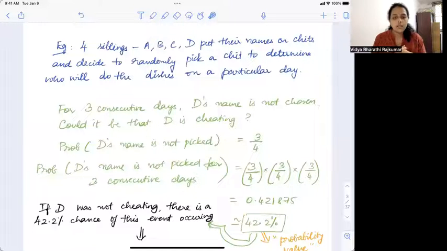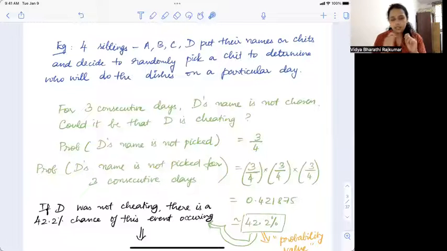Well, let's compute the probability of an event like that happening. Now, the likelihood that D's name is not picked on any given day is 3/4. There's a 1 in 4 chance that D's name could be picked if the process were truly random, and if every sibling had an equal chance of being picked. In that case, D being picked has a 1 in 4 chance. So D not being picked is the complement of that, and therefore 3/4 is the likelihood.